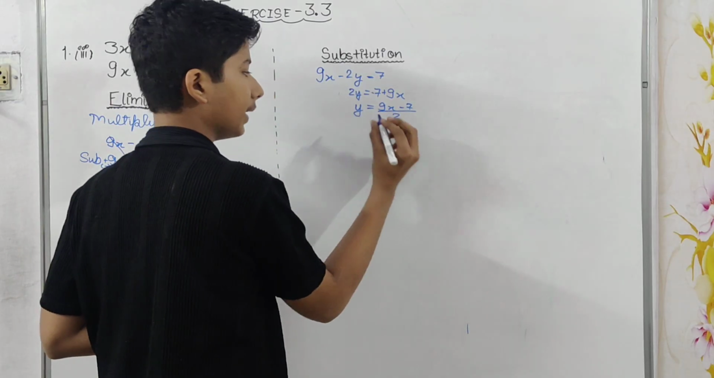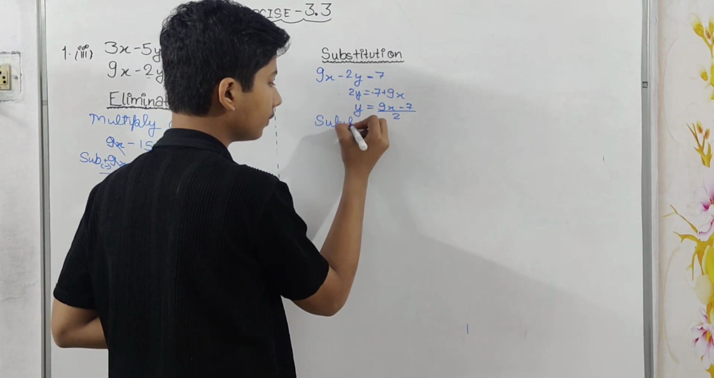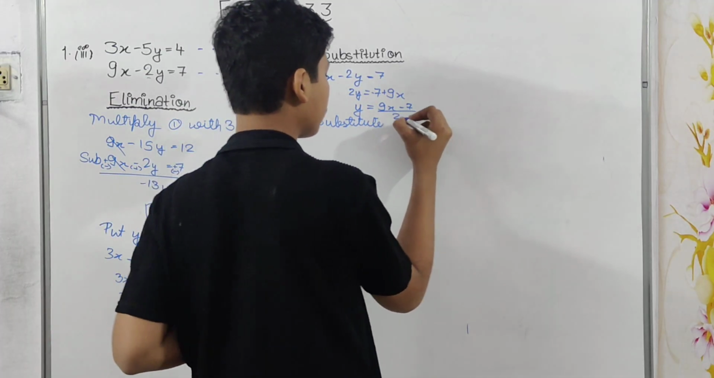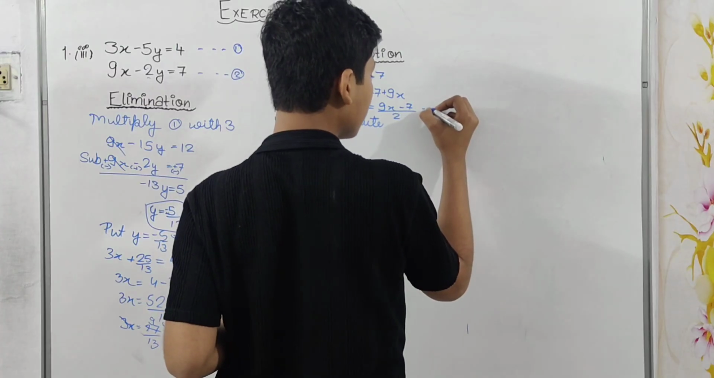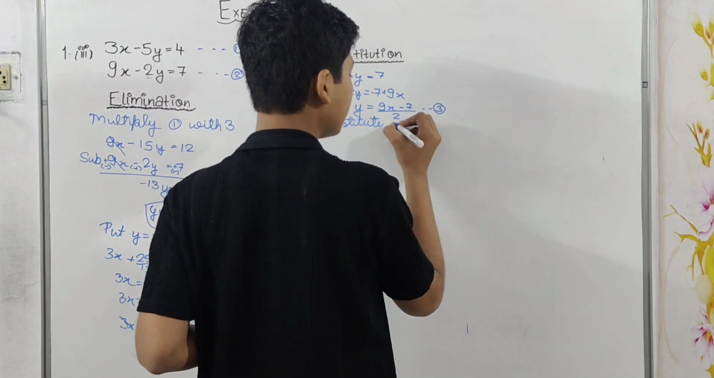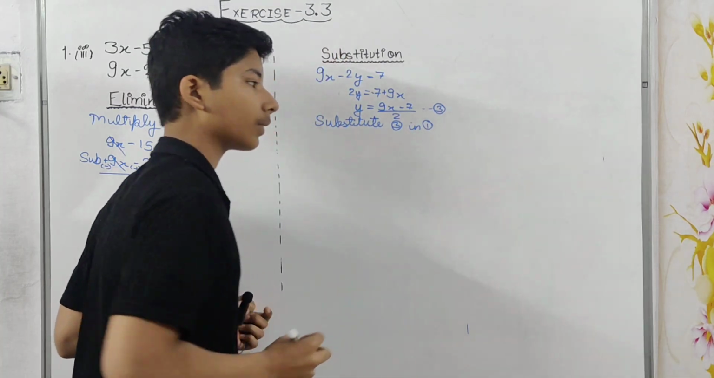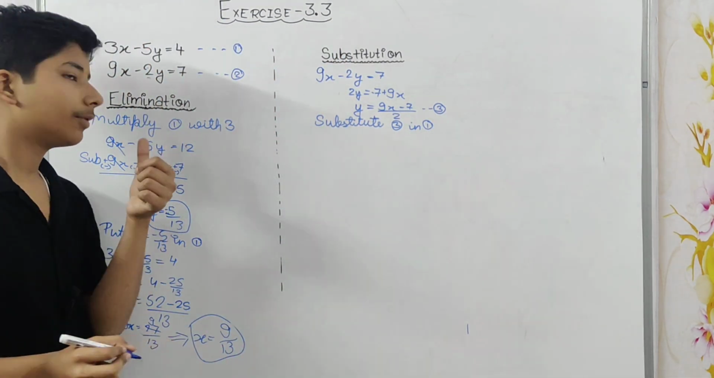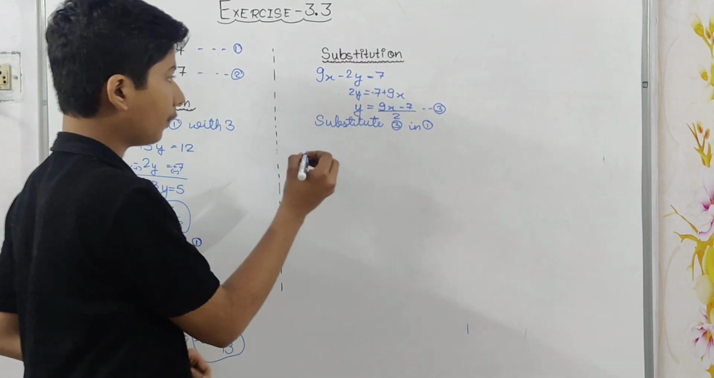2, which will be y. Now substitute this, let this be 3, in the first. So the third equation we'll substitute into the first equation. So 3x minus 5y equals 4.